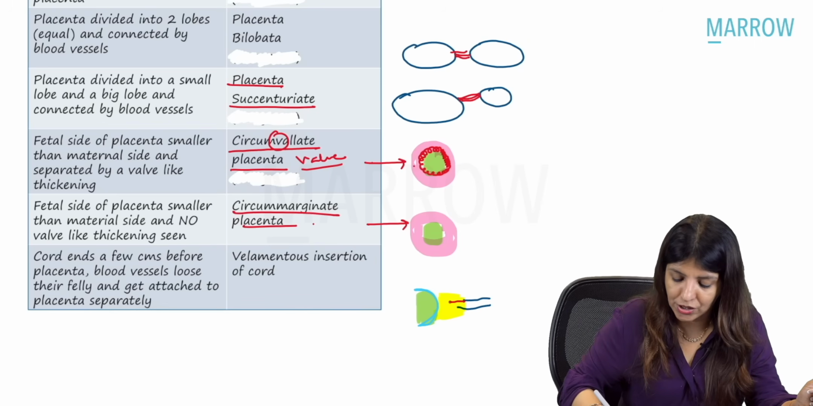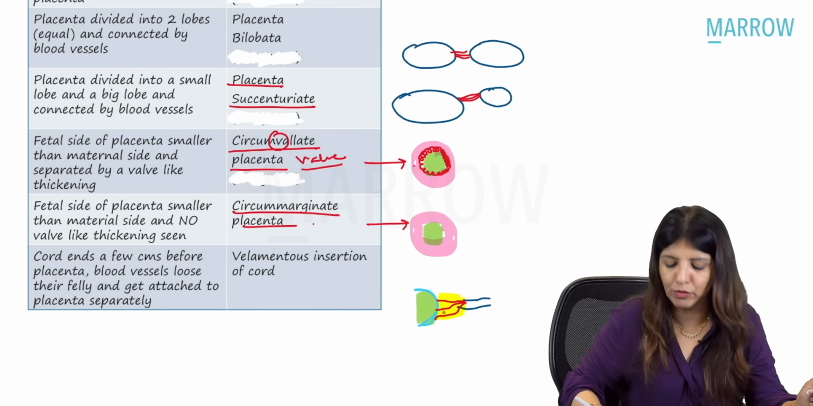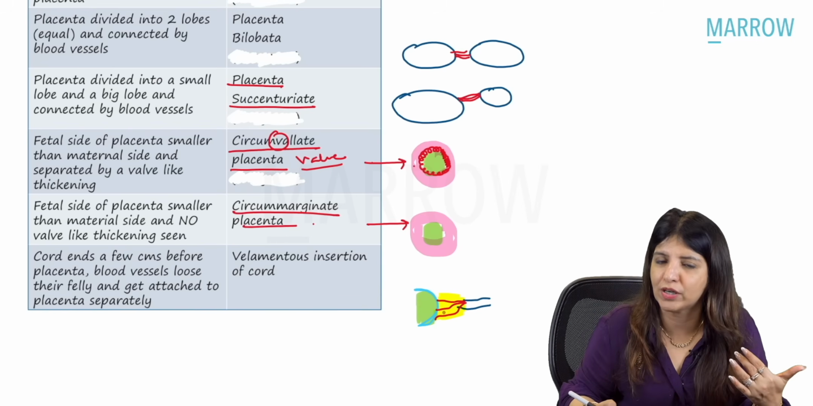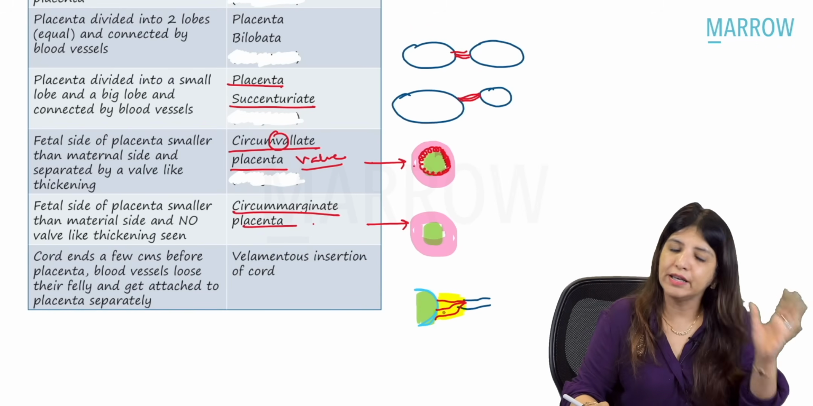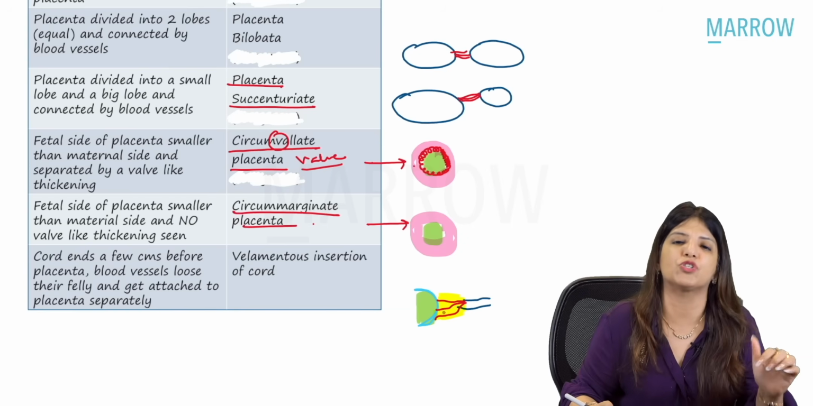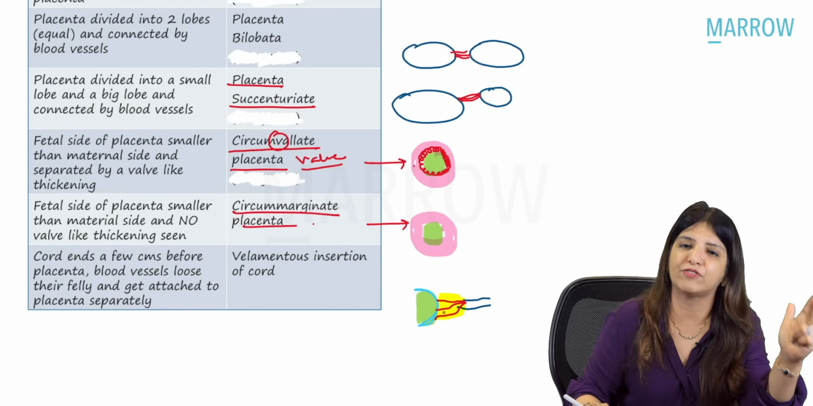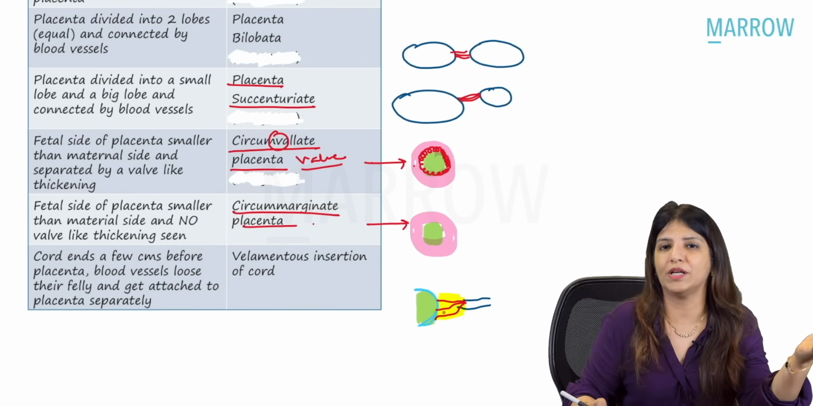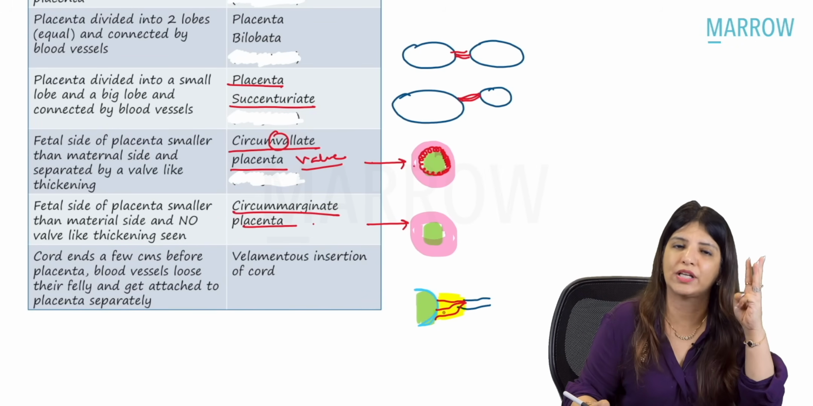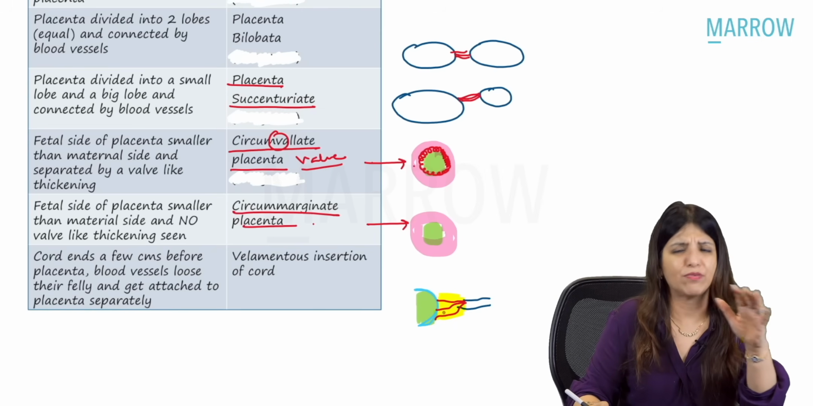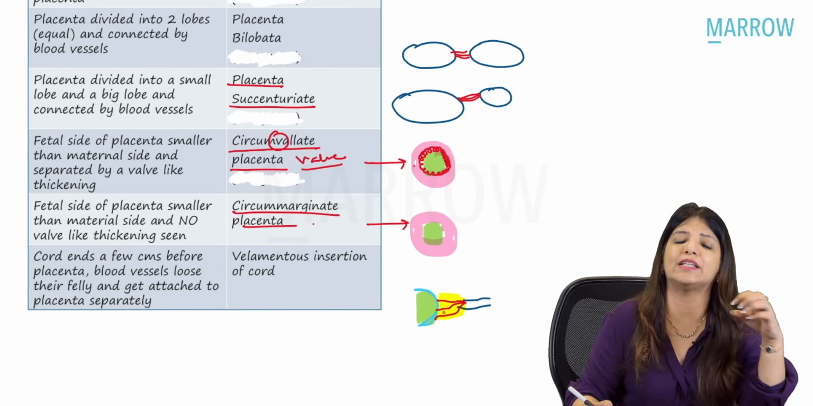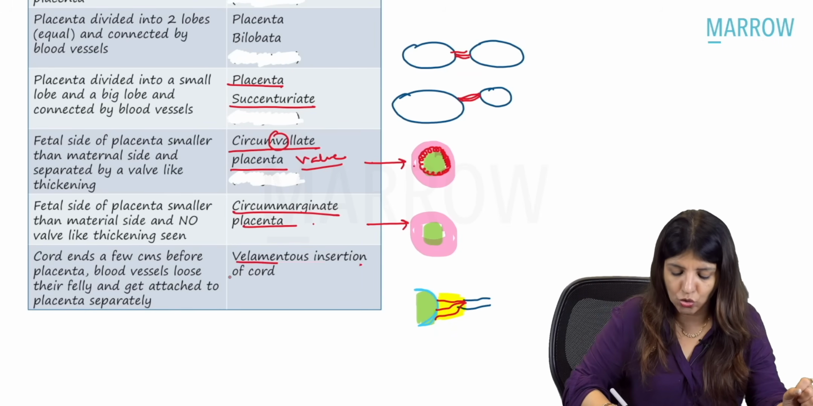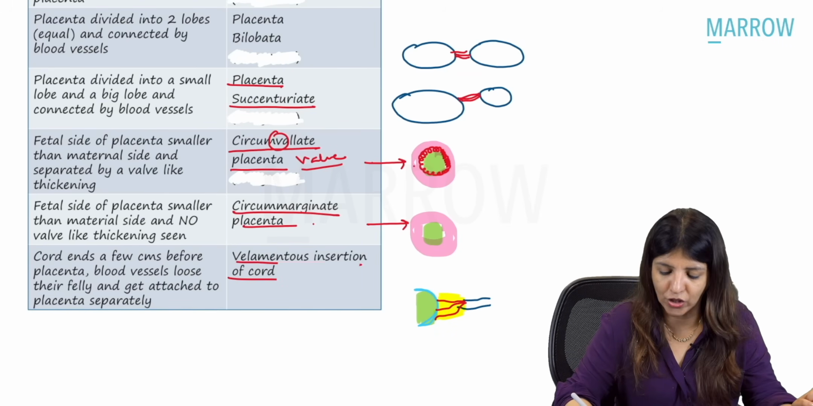In the membranes, the blood vessels are then losing their Wharton's jelly. What are the blood vessels found in the umbilical cord? 3 blood vessels. Earlier in pregnancy, there are 4 blood vessels: right umbilical artery, right umbilical vein, left umbilical artery, left umbilical vein. But as pregnancy advances, the right umbilical vein disappears, only the left is left behind. So there are 3 blood vessels. Now these 3 blood vessels are going to lose their Wharton's jelly, that is the connective tissue, and they are directly going and attaching to the placenta. This is what is called velamentous insertion of the cord.